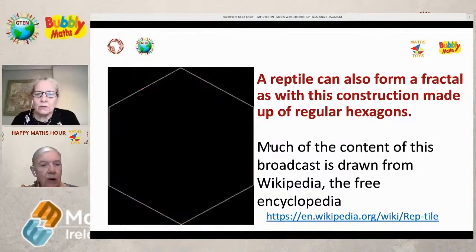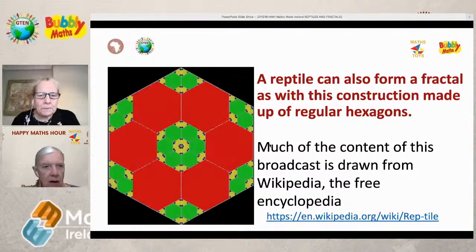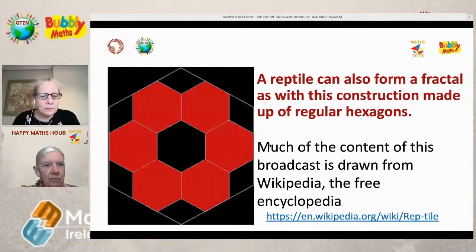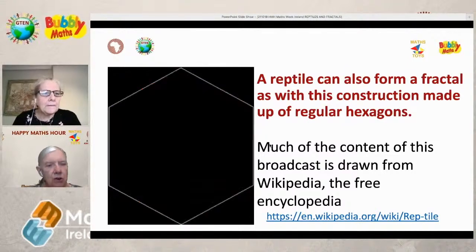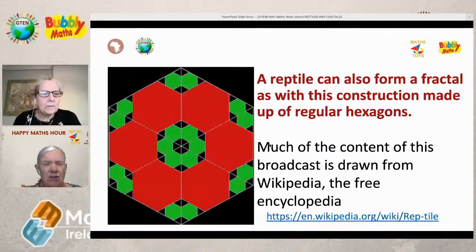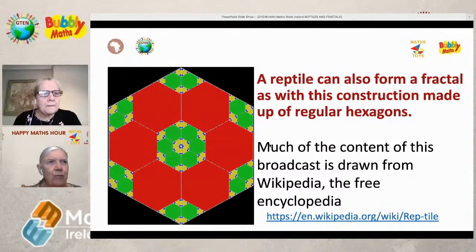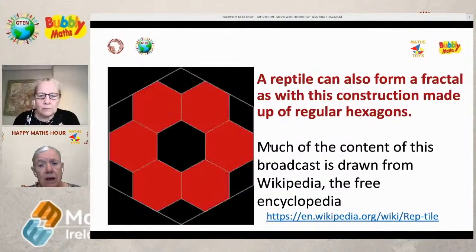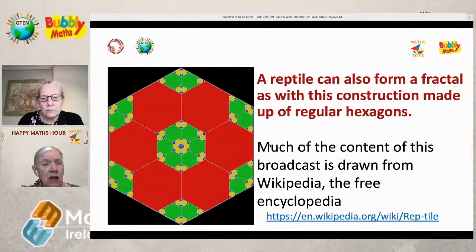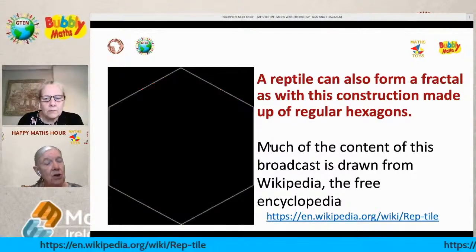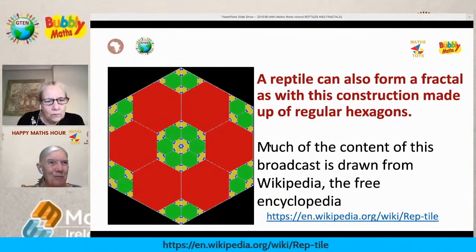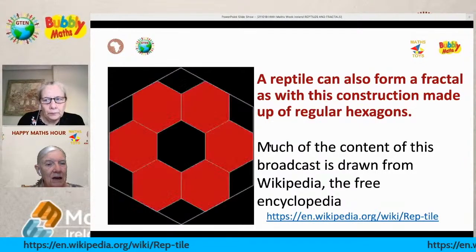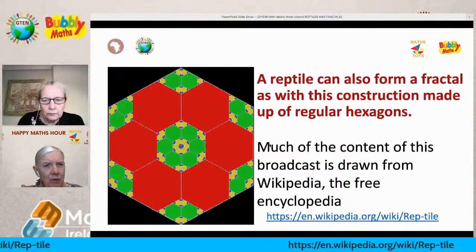Let's have a look. We're very used to seeing tessellations or tilings, if you want to call them tilings. There is a mathematical difference, but we won't go into that. We're very used to seeing tilings with hexagons that are all the same size, like a honeycomb, but not this sort of thing, where we've got smaller and smaller ones. Imagine this going on forever. It actually stops after four different coloured copies, but it could go on and on forever. So that is a reptile, and that's one with a regular hexagon.